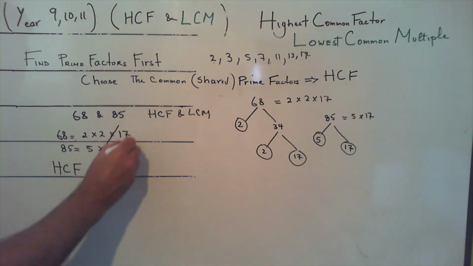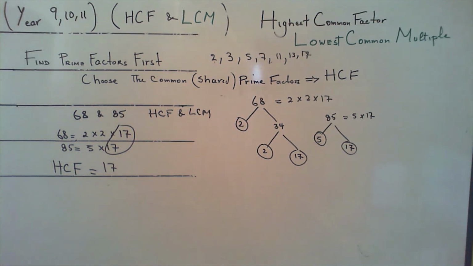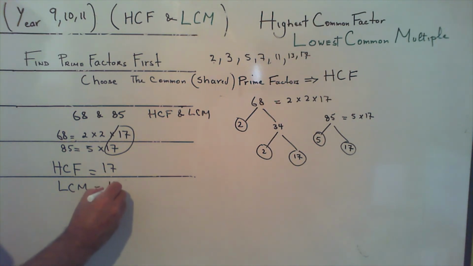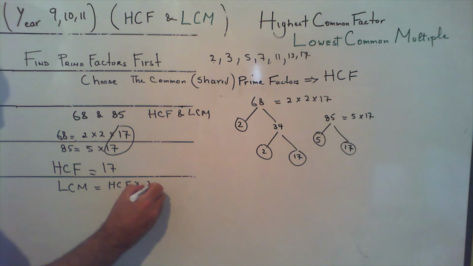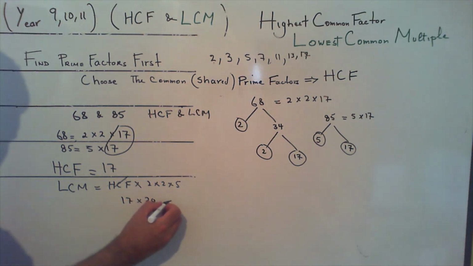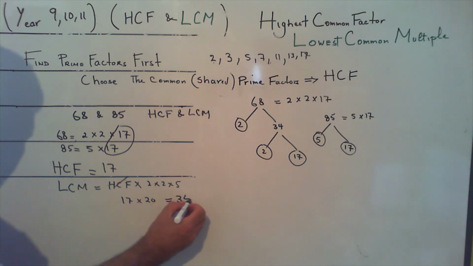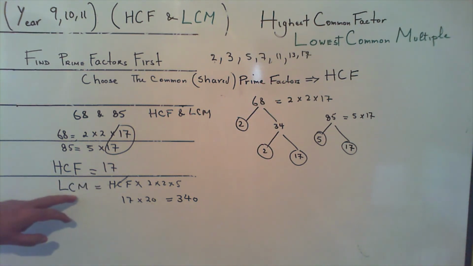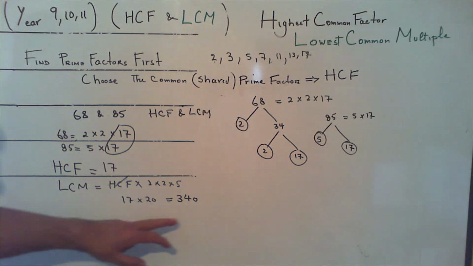These two are common. And what is LCM? LCM is always HCF times whatever is left over. So 2 times 5. So HCF was 17, that's 17 times 10. Okay? And 17 times 10 should give you 170. So HCF is 17 and LCM, the lowest common multiple, is 170.